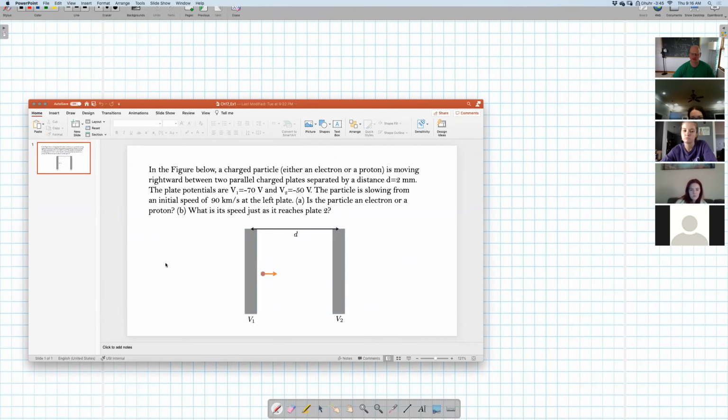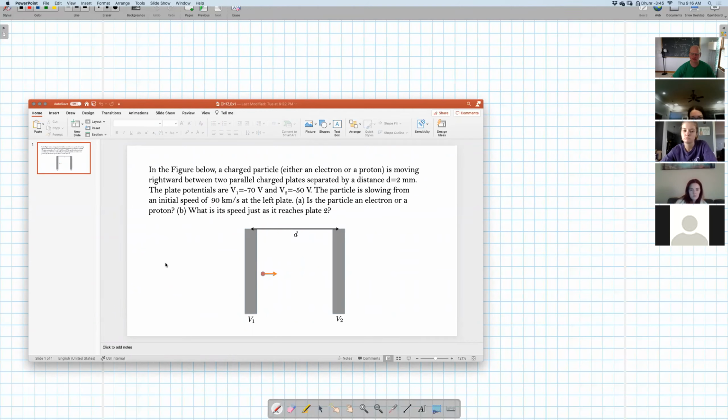So basically, it's moving at 90 kilometers per second, and as it gets closer to the second plate, it is slowing down. The first part is it wants to know, is this a proton or an electron? Meaning, does it have a positive charge or a negative charge? And then from there, we want to determine what its speed is by the time it reaches the second plate. Okay? So this is what we wanted.